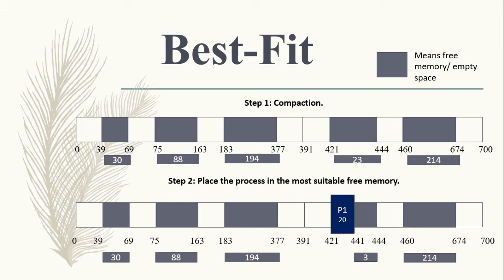It starts from 421, plus 20 is equal to 441. So we get a balance here. Process 1 only utilizes the space until 441. 444 minus 441 is equal to 3. This hole has an empty space of 3 kilobytes. Here is the new size of each empty space, which are 30, 88, 194, 3, and 214.